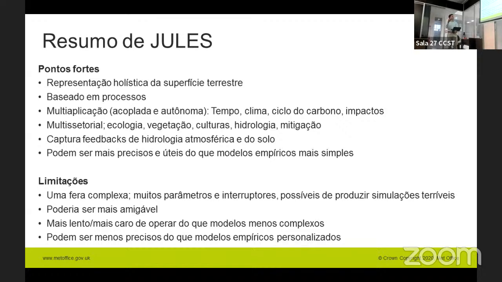So it could be more user friendly. It's very expensive to run. Not as expensive as the atmosphere models or the aerosol models. And it can be less precise than when you've just fitted a simple empirical model with not very many parameters.